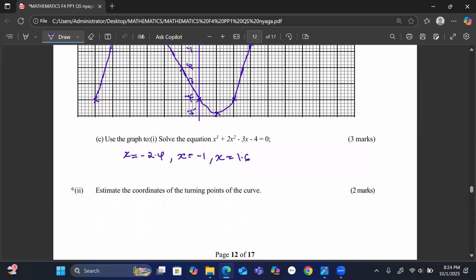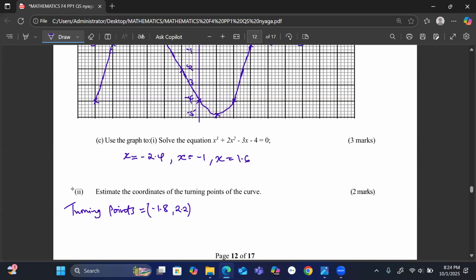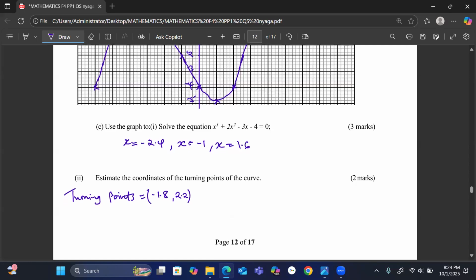Now estimate the coordinates of the turning points of the curve. We are asked to estimate. So we shall take negative 1.8 and 2.2. And then we also have another turning point: 0.5 and negative 4.9.